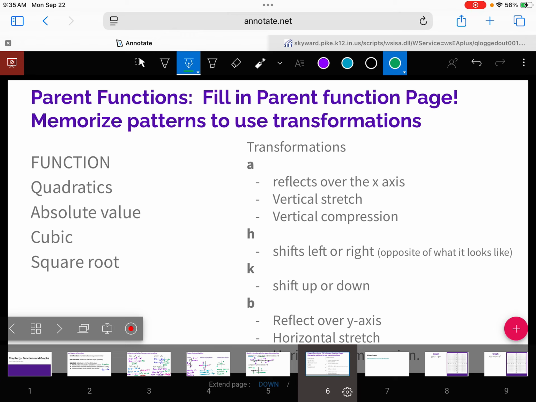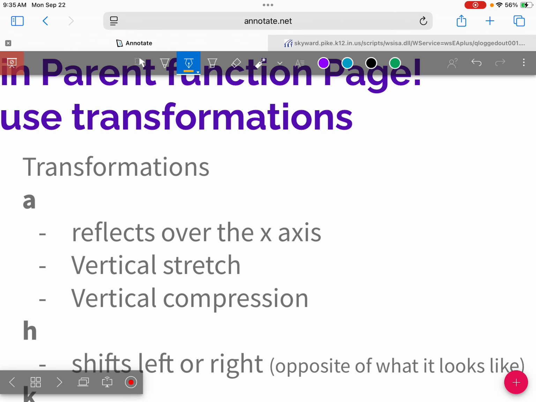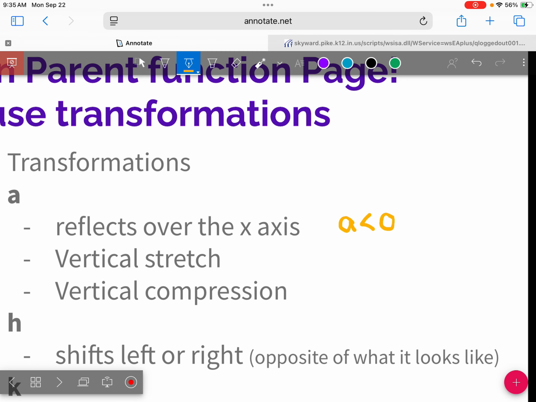A, same thing, reflecting over the x-axis, vertical stretch or compression. When does A reflect us over the x-axis? If A is negative. So if A is less than 0, it reflects over the x-axis. If we have a vertical stretch, when does that happen? When the value of A is greater than 1. So, or if the absolute value of A is greater than 1. When does A do a vertical compression? If it's between 0 and 1. So the absolute value of A being less than 1. If A equals 1, that's just kind of the default state. It's no stretch, no compress.